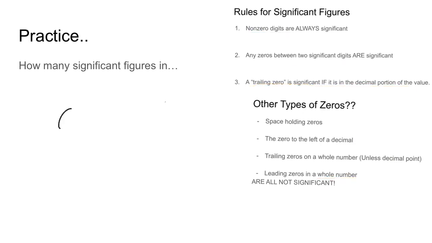Now let's say I had the number 0.0002. Well, how many significant digits does this have? Let's look at our non-zeros first. Our non-zero digit right here, that's 1 significant figure. We look at all the rest of these 0s. This one here is the 0 to the left of a decimal, so that one does not count. And these ones here are space holding 0s, so we don't count those either. So this one has 1 significant figure.